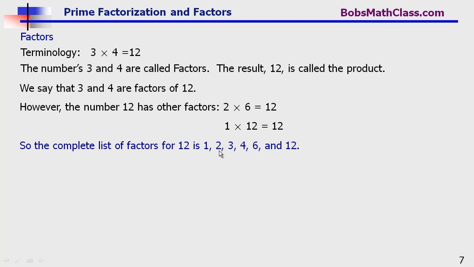The smallest prime number is 2. So we have 2 and 3 are prime numbers here. 4, 6, and 12 are composite numbers. 1 is considered neither prime nor composite.